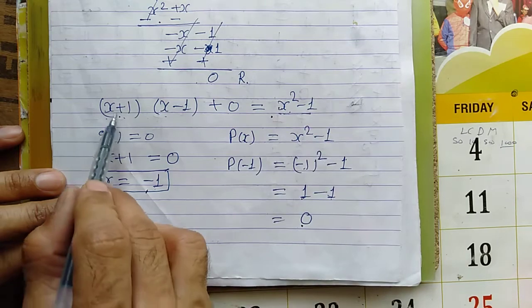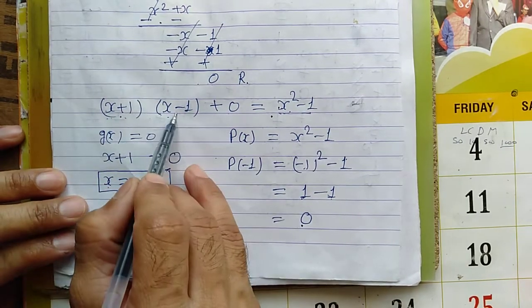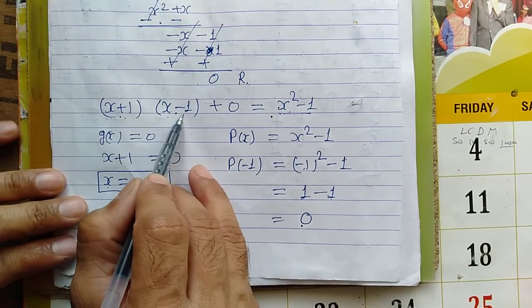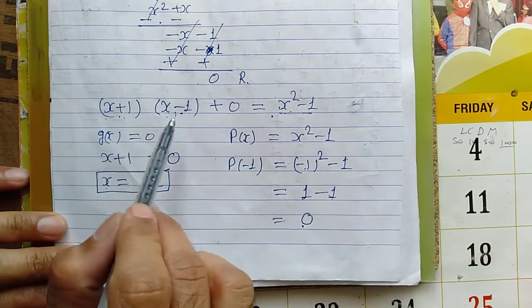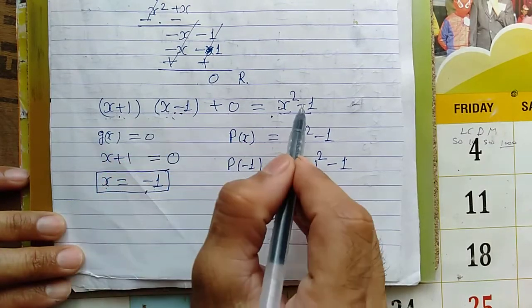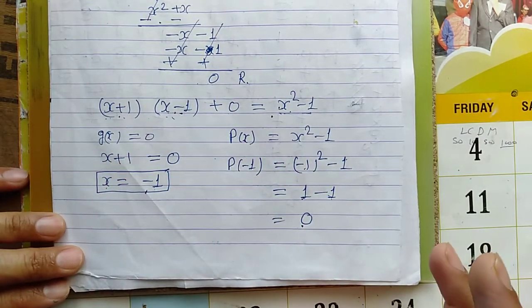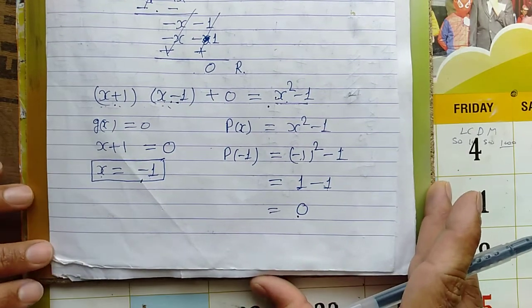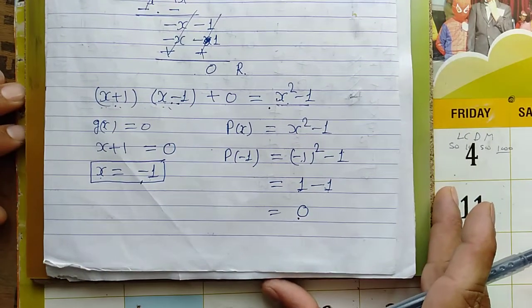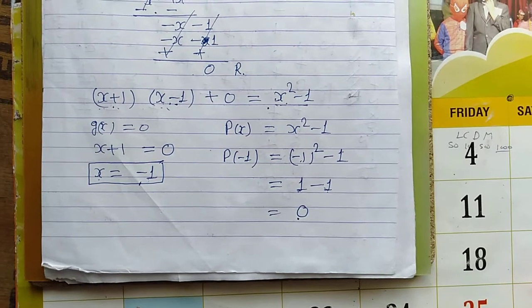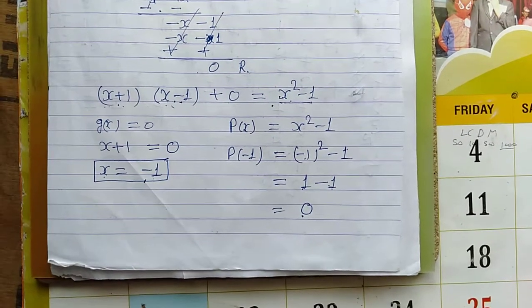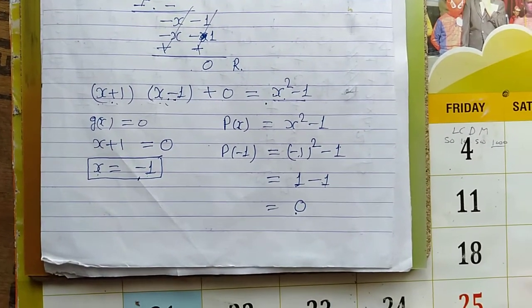What is the factor? This x plus 1. Similarly, when you find for this, x minus 1 is also a factor. When you put the zero of this polynomial in the same, you will get 0 only. So we can say that the zero of the polynomial will satisfy if this is a factor of this polynomial. So this is the remainder theorem.